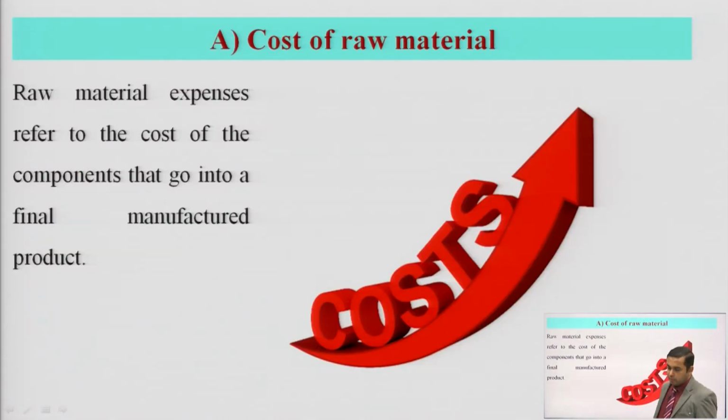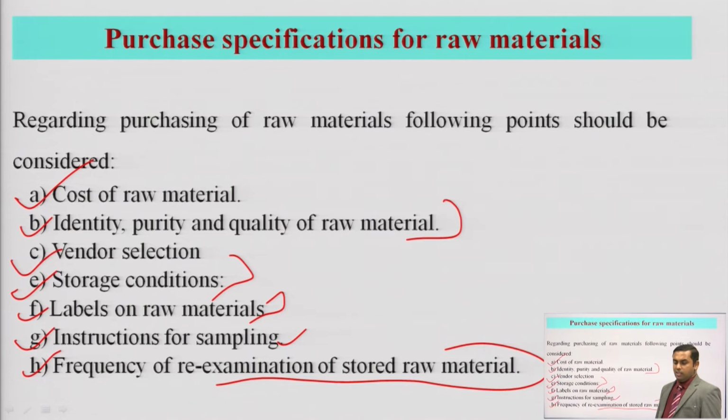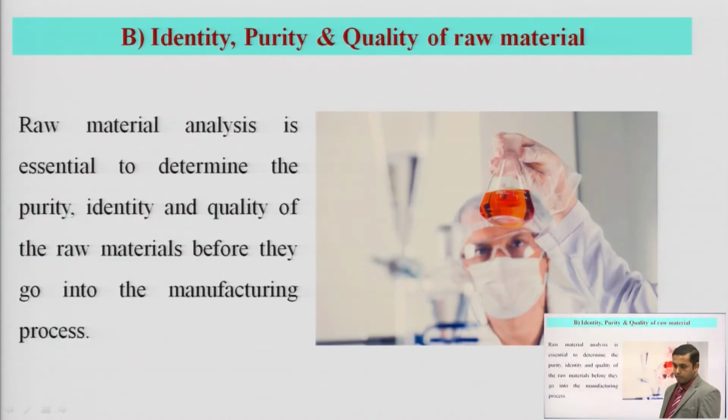Now, cost of material, obviously I told you, if the product is very costly but showing very good quality, the pharma industry will be happy to do this. So, the raw material expenses refer to the cost of the components that go into the final manufactured product. If the raw material price is very high, obviously the cost of the final product will also be very high. Then the identity, purity and quality.